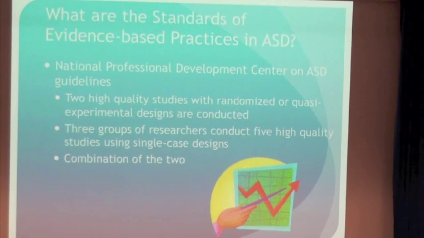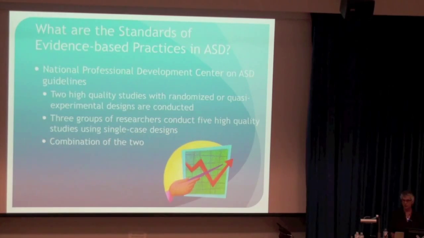There need to be at least two high quality, that is very well done, all the I's dotted and T's crossed, studies with randomized or quasi-experimental designs, or three groups of researchers who conduct five high-quality studies each using single-case design, for a total of somewhere in the neighborhood of 20 to 30 participants. So one study doesn't make something an evidence-based practice. And of course, all of the studies have to agree. If there are five randomized control trials that say something doesn't work, and two that say it does, then the balance of evidence is it doesn't work and it wouldn't be considered an evidence-based practice. Of course, some combination of the two can also be used.